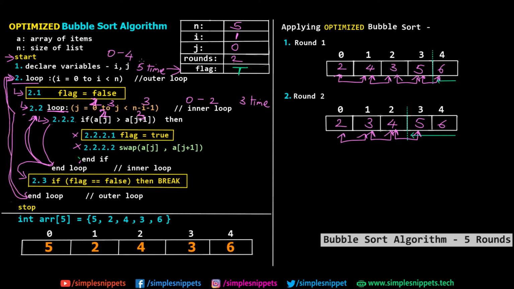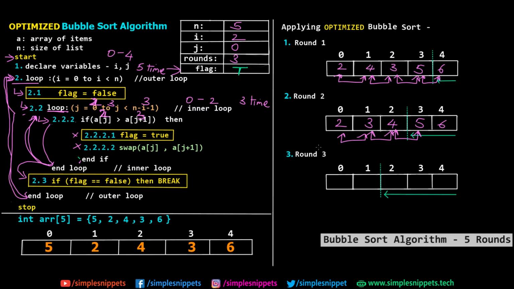So now we will end loop, and again end the outer loop and come at the start of the outer loop. And now i will become 2, because i plus plus, i has to run from 0 to 4. Now we are starting off with round 3. If you see, at round 2 itself our array is already sorted. So now let's see how the optimized bubble sort algorithm works for round 3.